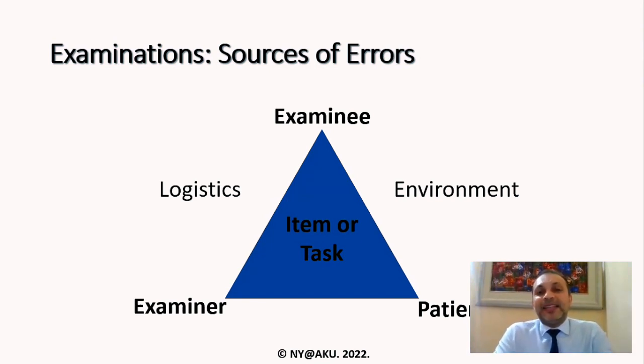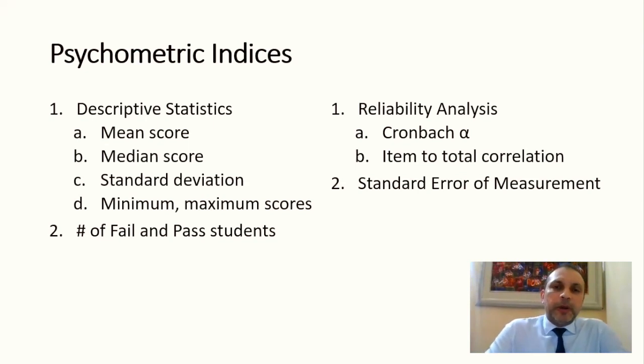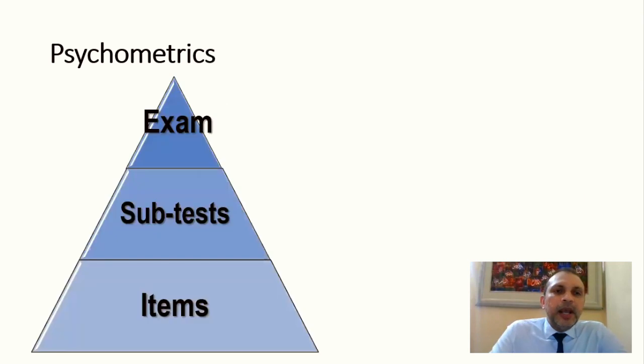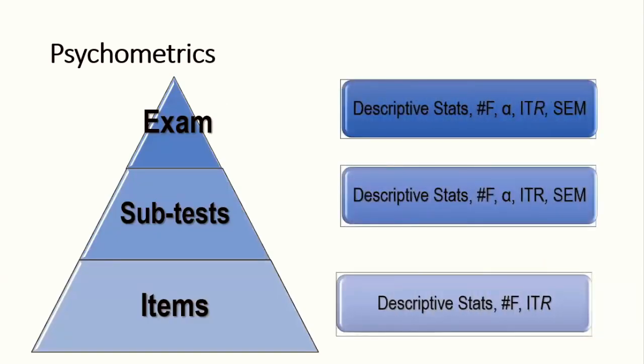factors should be standardized. So we will talk of descriptive statistics, the mean score, the median score, standard deviation, minimum and maximum scores, number of failing and passing students, and we will also talk about reliability analysis. Most of you must have heard of Cronbach's alpha, very commonly used as a measure of reliability, item to total correlation, and standard error of measurement. This is very important. So every exam is made up of items, questions, steps.